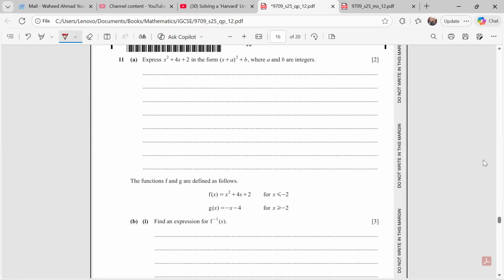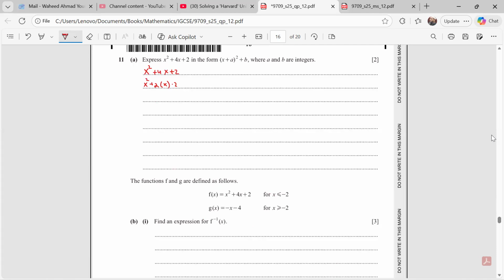Okay, so the first part is to express this function in the form of this expression. So you have to complete the square basically. It's not easy, it's not difficult. So this is x squared plus 4x plus 2. So what I will do: x squared plus 2 times x into 2. This will make 4x, right? So now this is my b.